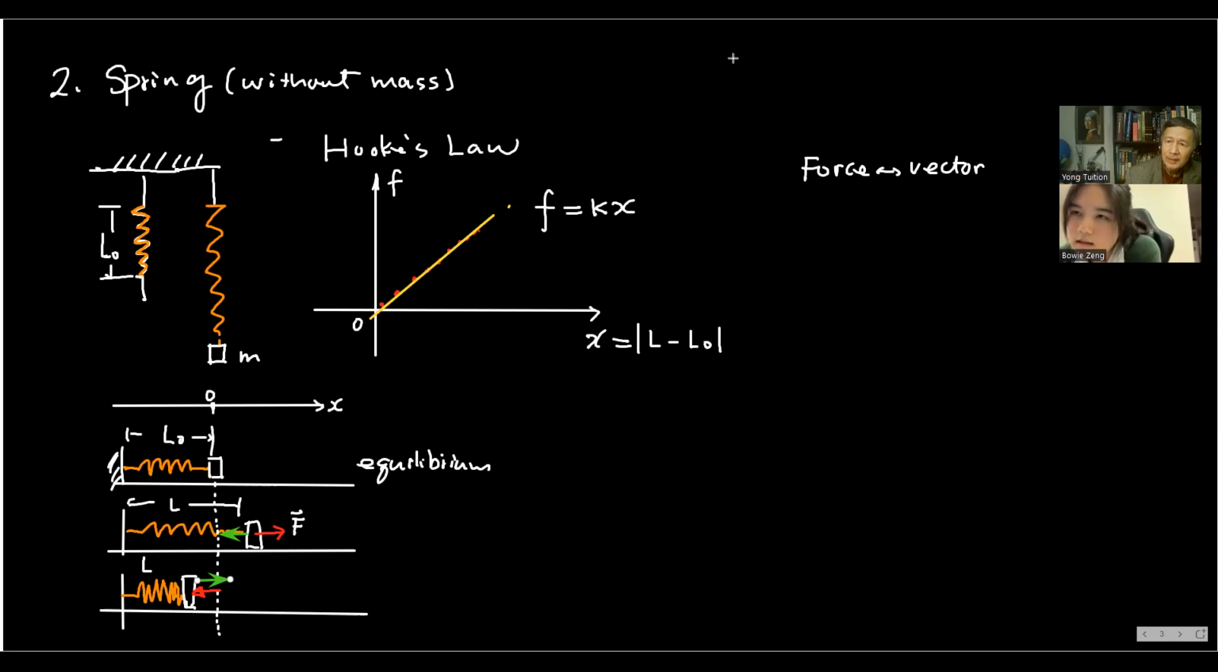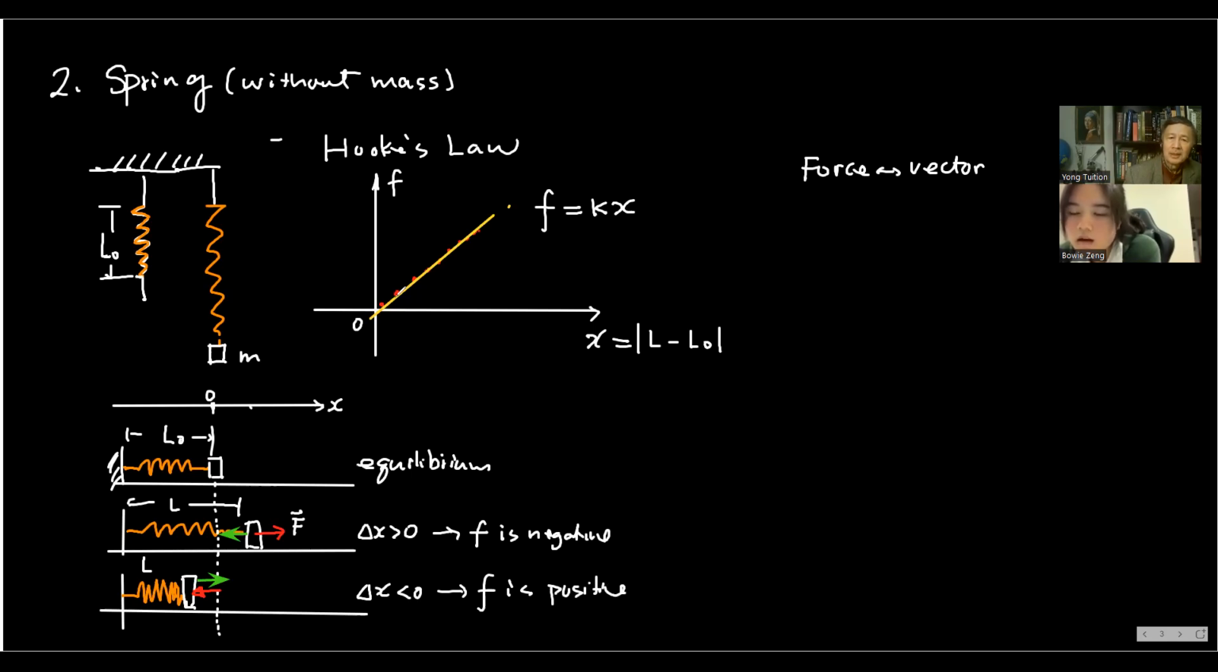So that is a good question. In this case, delta x is larger than 0, and the elastic force is negative. And when x is negative, the force is positive.